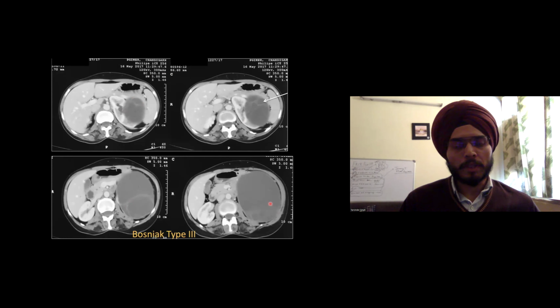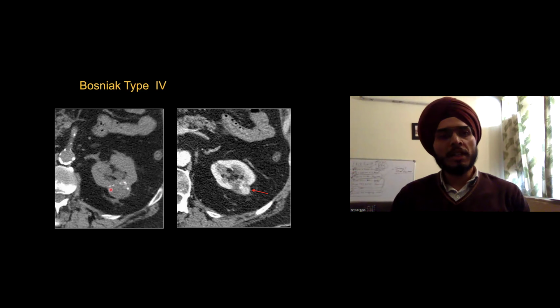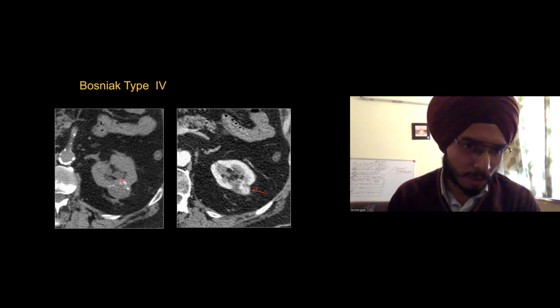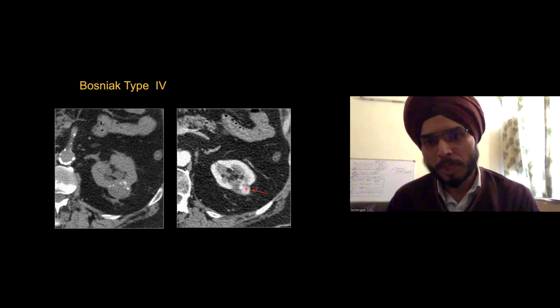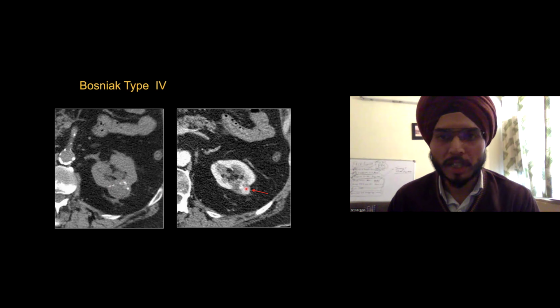Now, this is another patient where there was a cystic lesion arising from the midpole of the left kidney, and on the NCCT image we can see multiple coarse calcifications, and on the contrast enhanced scan we can see that there is eccentric nodular enhancing tissue, which is very suspicious for malignancy. This is a type 4 cyst, and the chances of malignancy in this case are approximately 90%.